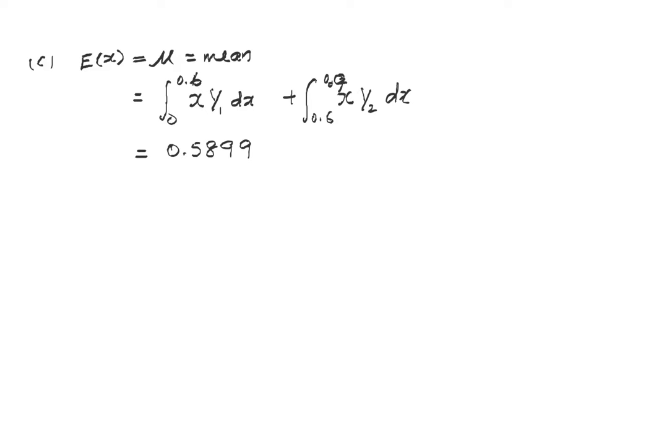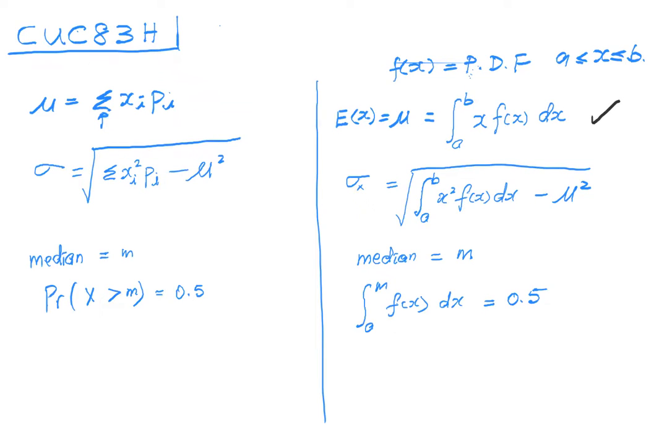That is the formula. This is the formula. To find the mean, it must be the variable times the probability density function. There. Formula, right?